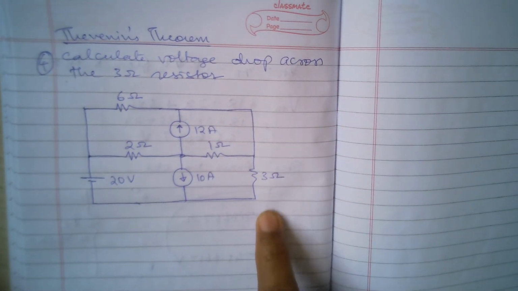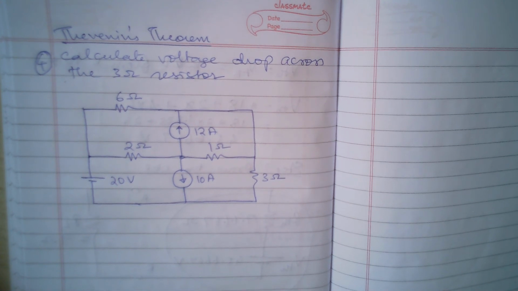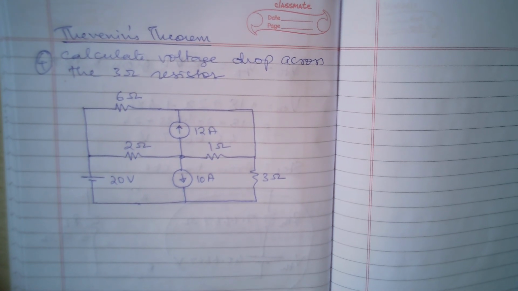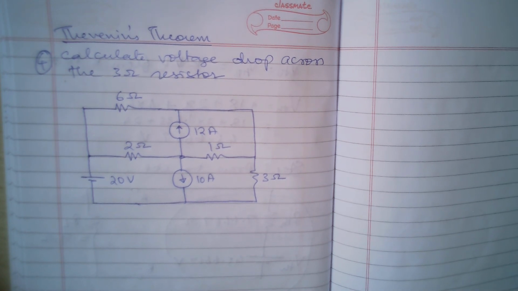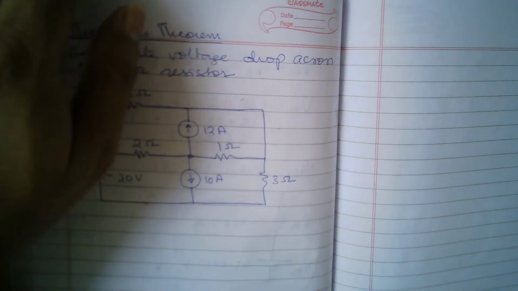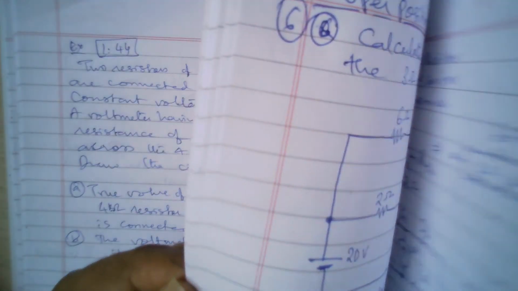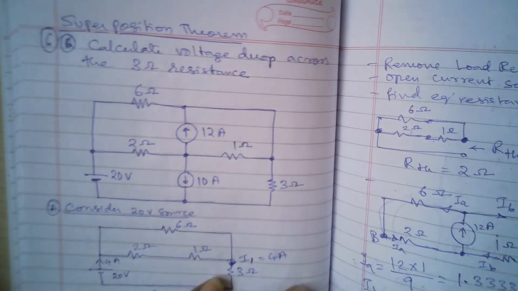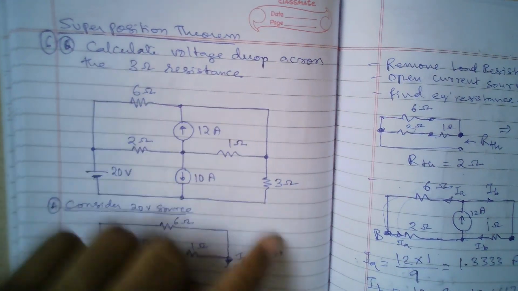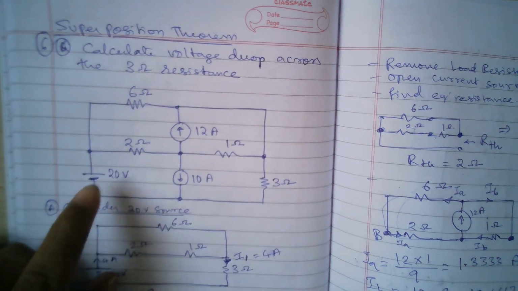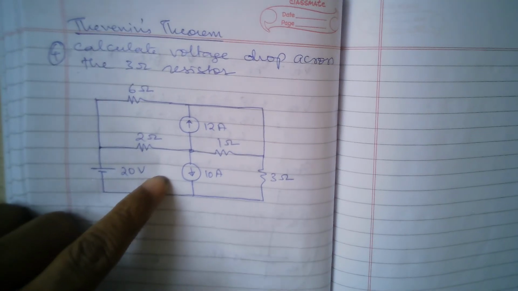So we have a 3 ohms resistance here and we need to calculate the voltage drop across that particular resistance. That is the objective. Now if you refer to my other playlist on the superposition theorem, the same problem we had solved earlier. If I go back in my notes, we have this particular problem: calculate the voltage drop across the 3 ohm resistance. Exactly the same circuit with the same values. I have reproduced the circuit here.